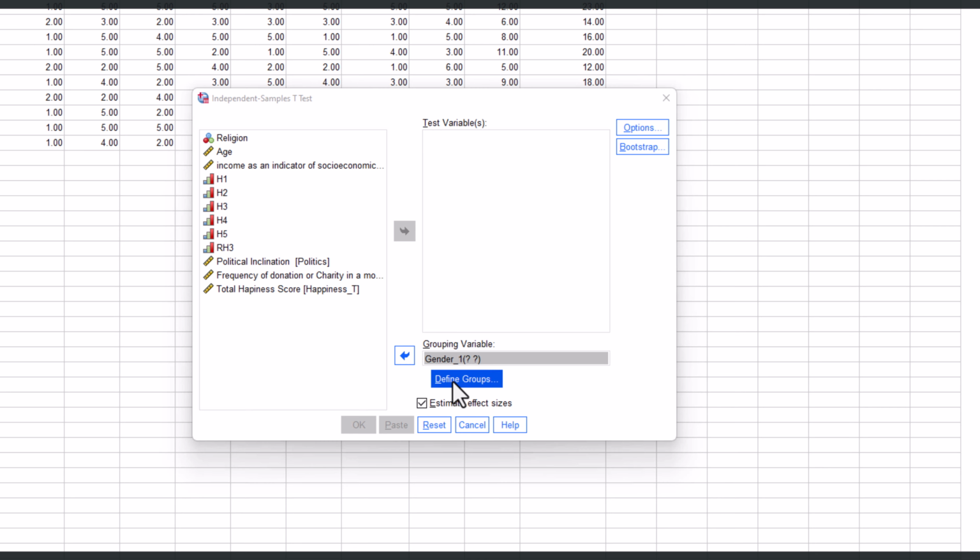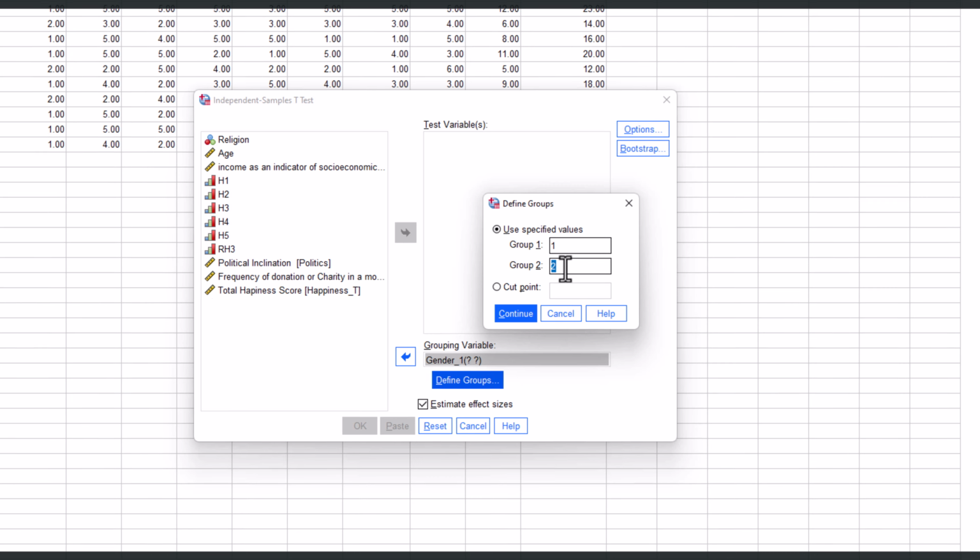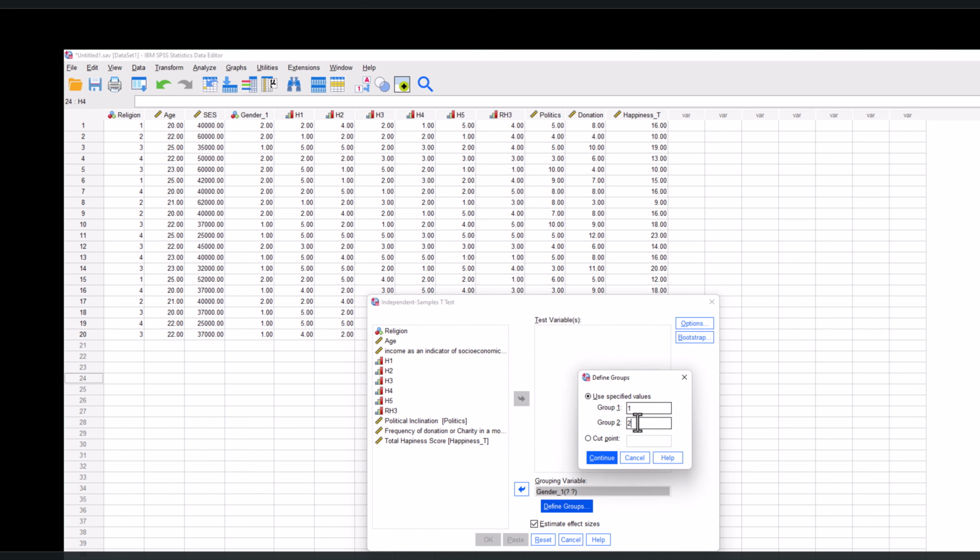Then define groups. Under define group, the value for group 1 is 1 and value for group 2 is 2. Make sure you have the same value as you entered in your gender category. So I have 2 as female and 1 as male. So these values are correctly entered.